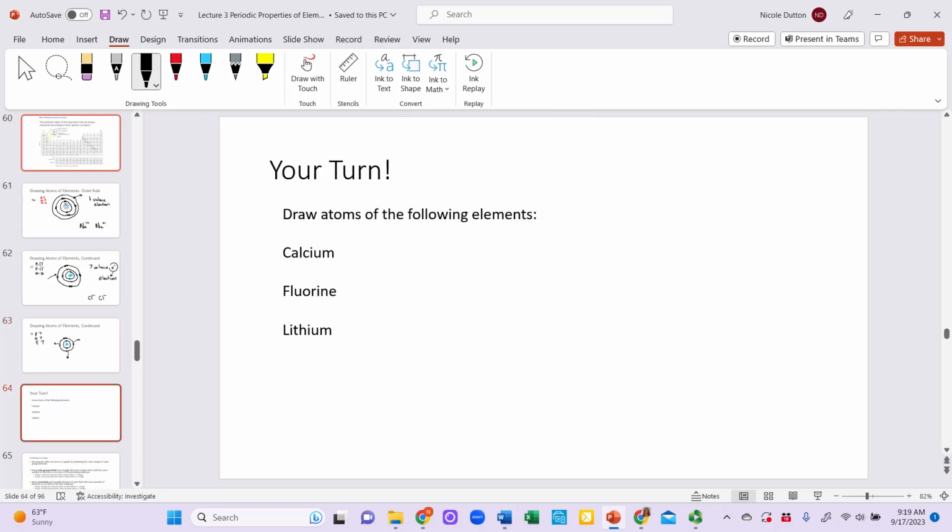Okay, so I'd like you to pause the video, and I would like you to just draw out the atoms of the following elements. So step 1, you're going to determine how many protons, neutrons, and electrons. Step 2, you can just draw a circle in the center for depicting the protons and neutrons. But then you're going to want to draw the electron rings accurately. Remember, the first ring can hold 2 electrons, and subsequent rings can hold 8 each. So go ahead and pause the video and try to draw these out.